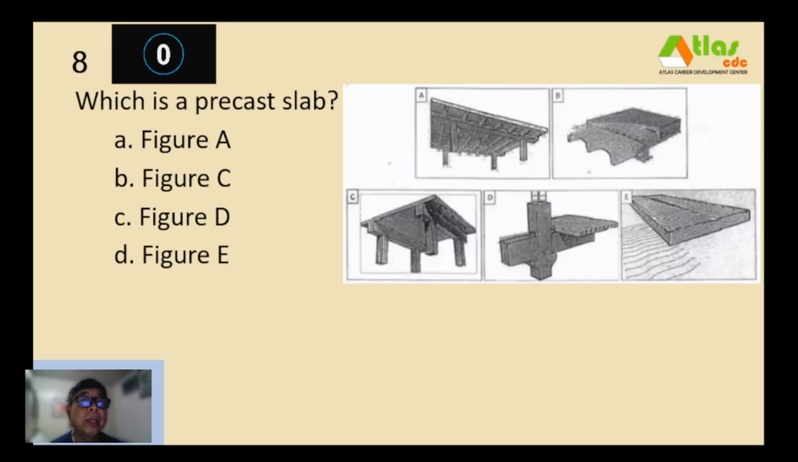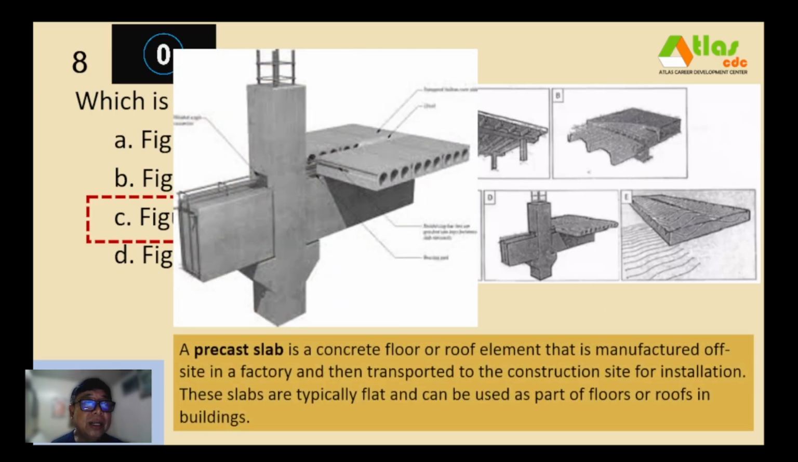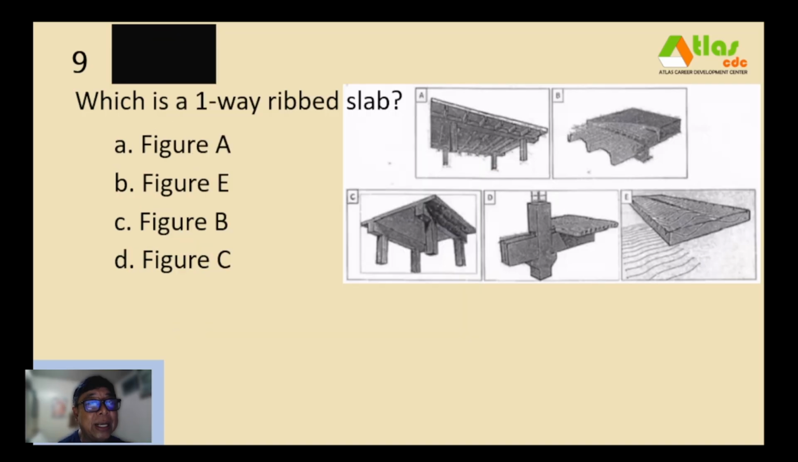And our correct answer is figure D. Ito yon. So, a precast slab, ito, is a concrete floor or roof element that is manufactured off-site in a factory and then transported to the construction site for installation. These slabs are typically flat and can be used as part of floors or roofs in buildings.